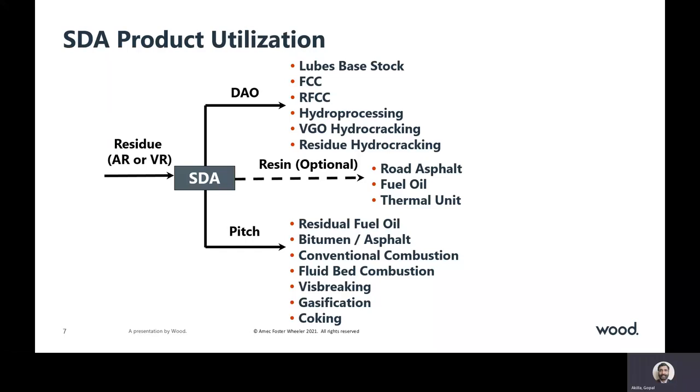First, let us look at where this deasphalted oil and the pitch product are used. DAO product is used as a lube base stock, and in FCC, RFCC, hydroprocessing, VGO hydrocracking, and residue hydrocracking. Pitch product is used as a fuel oil, bitumen, conventional combustion, fluid bed combustion, waste breaking, gasification, and coking.